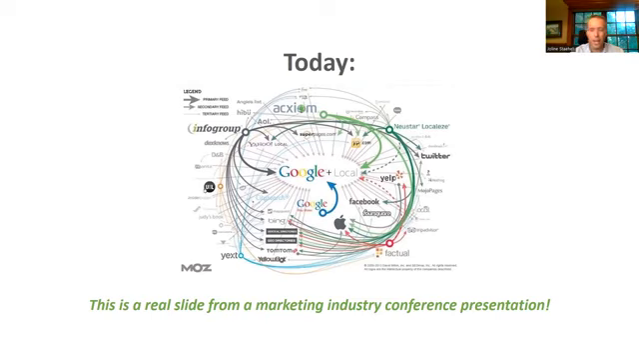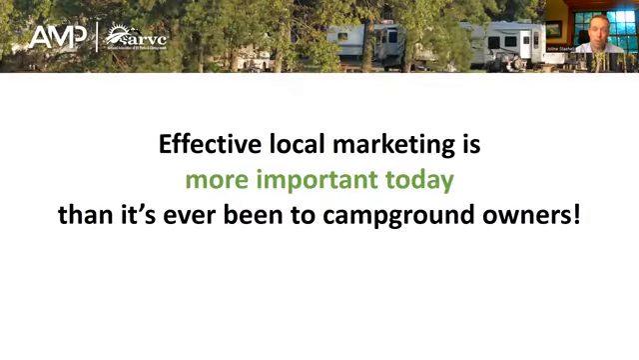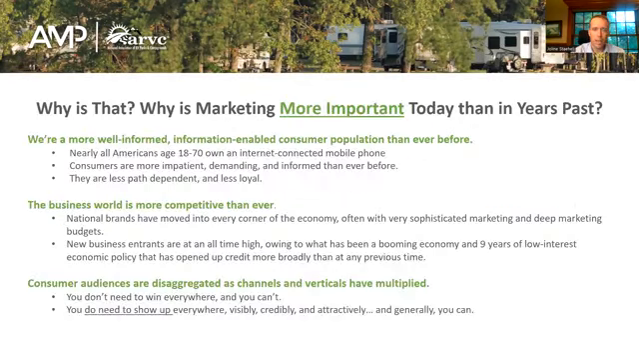It's a ball of string. It is a more complicated marketing environment today than it's been in the past. But effective local marketing is more important today than it's ever been before to campground owners also. And why is that? Why is marketing more important today than in years past?